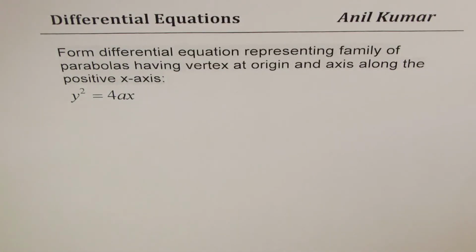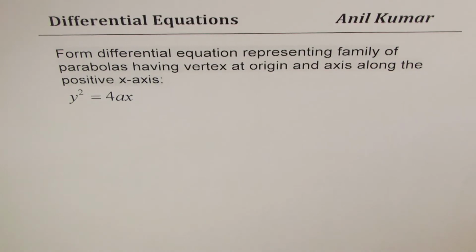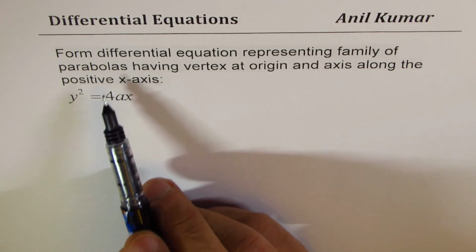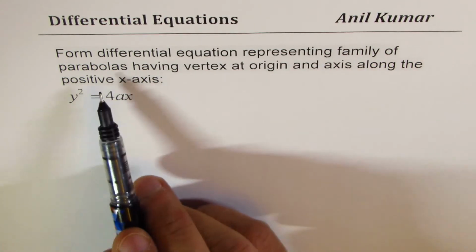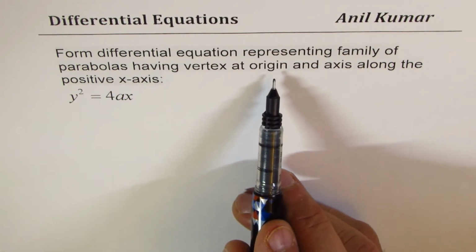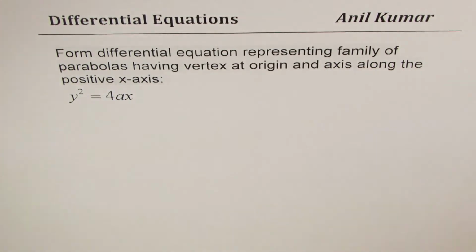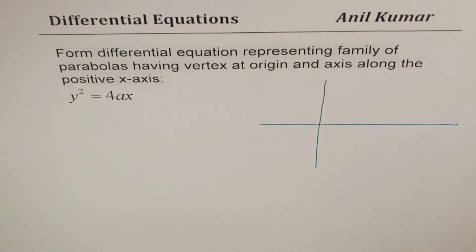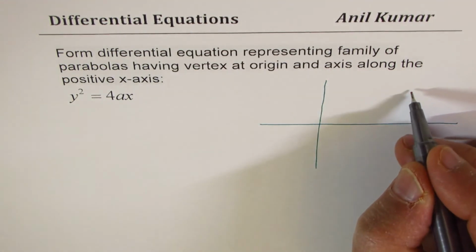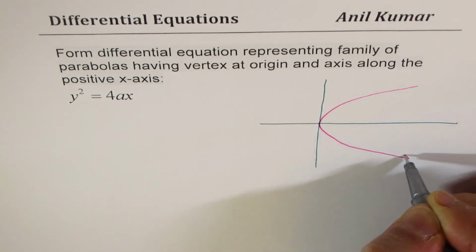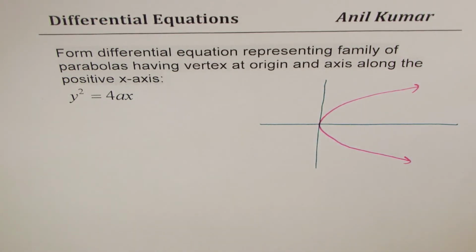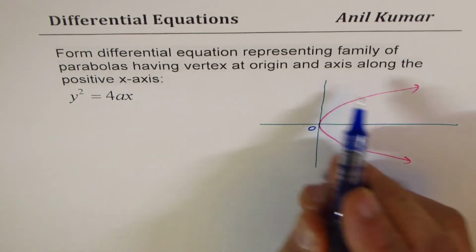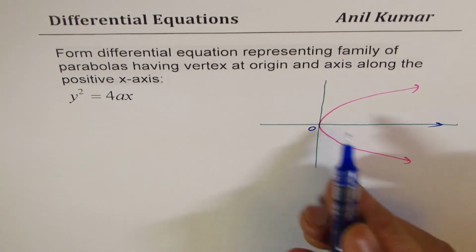Let's move on to the next example now. You can actually pause the video, copy the question, answer, and then look into my suggestions. Now here the question is, form differential equations representing family of parabolas having vertex at origin and axis along the positive x-axis, correct? At times, the direct equation may not be given to you, right? So you may get something like this statement. What are we trying to figure out? We're looking at this horizontal parabola which opens on the right side where the vertex is at the origin O, correct? And the axis is along the positive x-axis. That's what we're looking for.